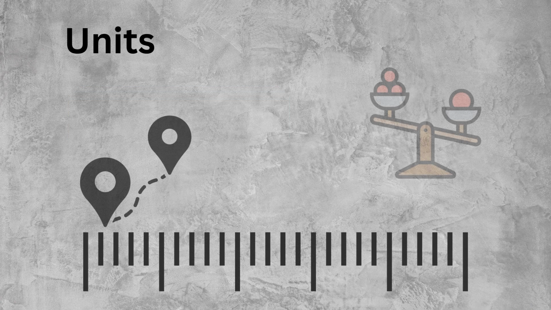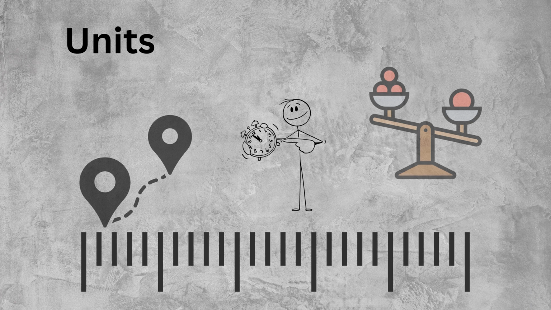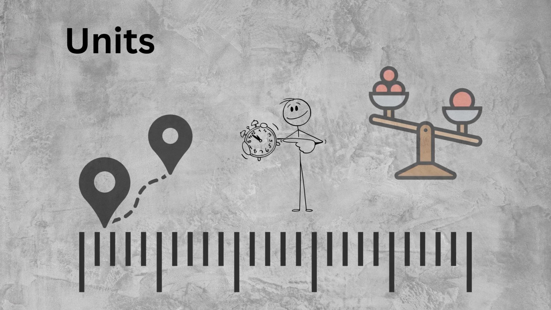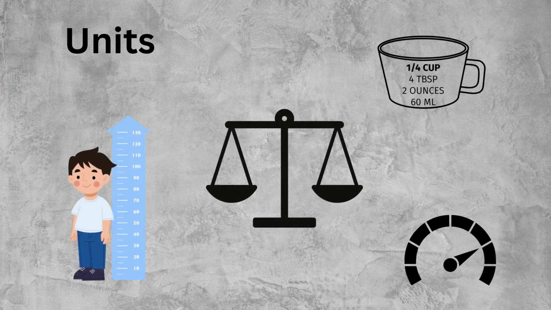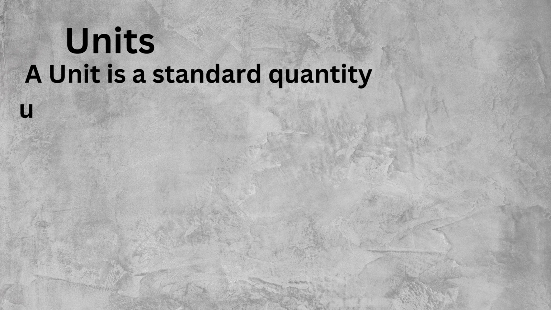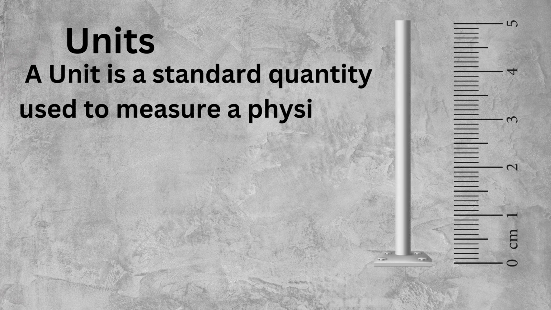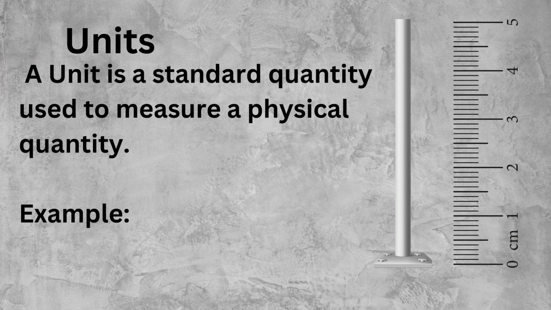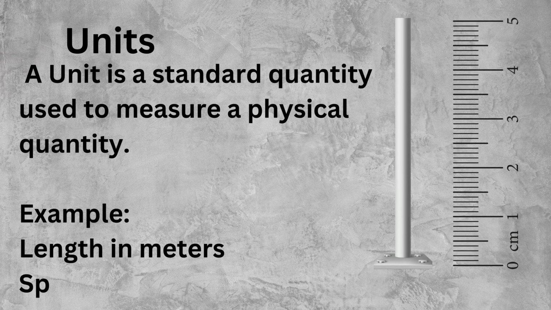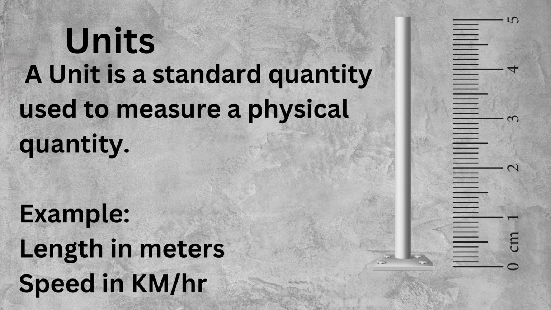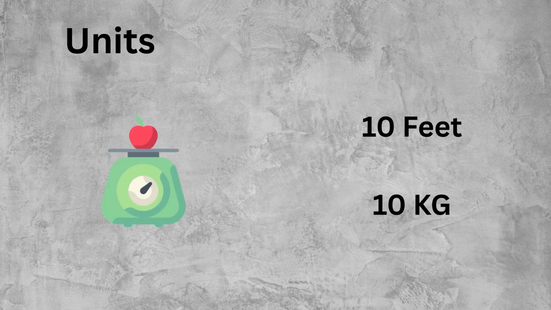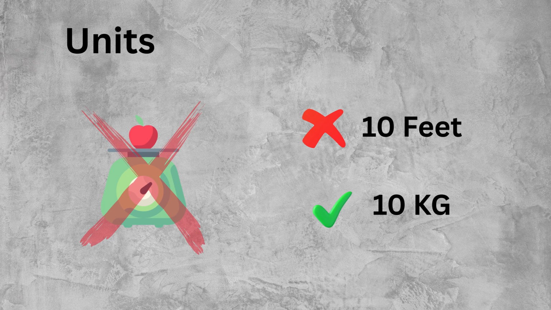Now let's begin. In physics, we often measure things like distance, mass, or time. But simply saying 5 or 10 isn't enough. We must mention what we're measuring in. That's why we use units. A unit is a standard quantity used to measure a physical quantity. For example, if we say a rod is 5 meters long, then meter is the unit of length. Without units, the number has no meaning. Saying the mass is 10 feet is incomplete unless we say 10 kilograms.